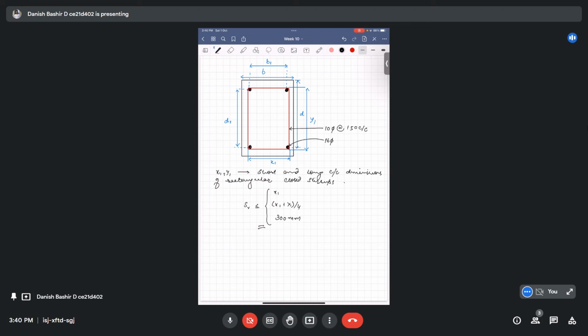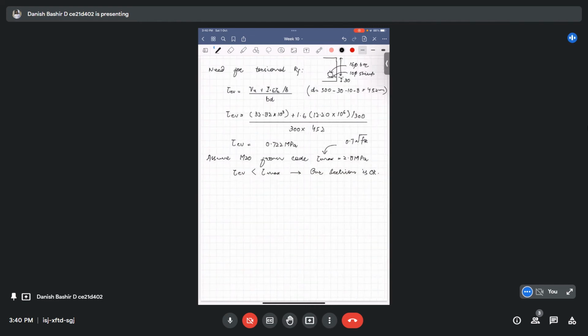Now we will calculate Ast, the area of tension reinforcement. Ast is 2 bars into pi by 4 d square, with d as 16 square. Okay, we will get 402 mm square. So the percentage of tensile reinforcement provided will be 402 times 100 divided by BD. B is 300 and D we calculated as 452. We will get the percentage reinforcement as 0.296.